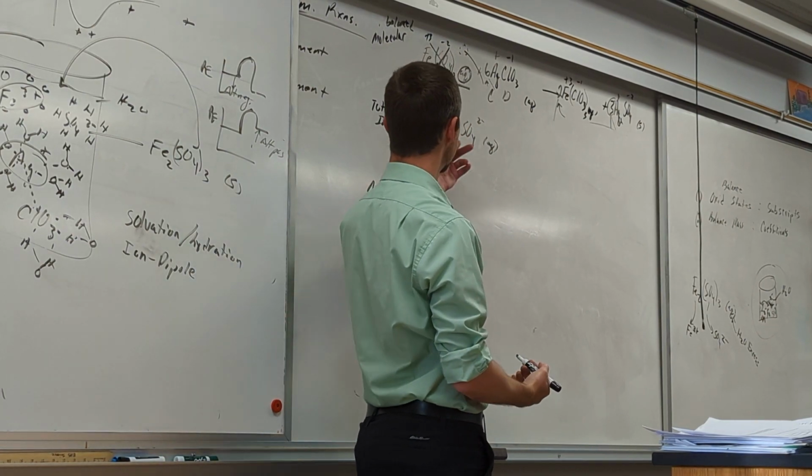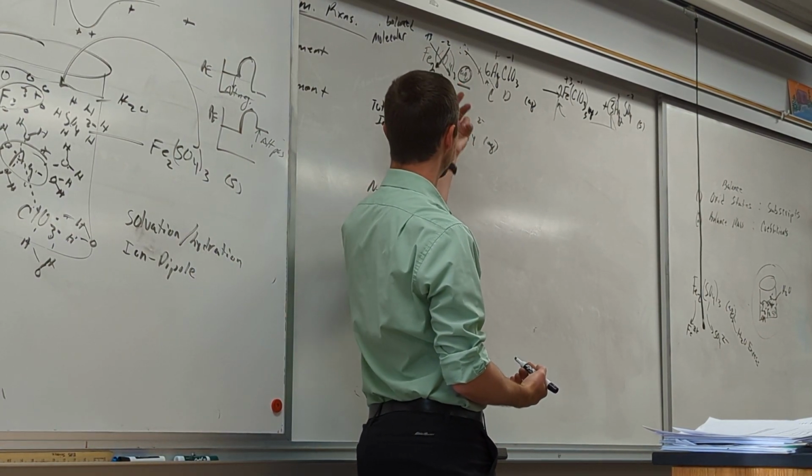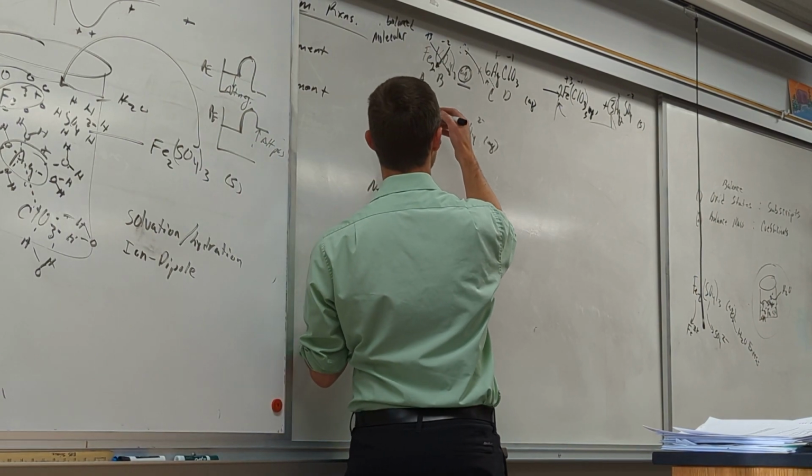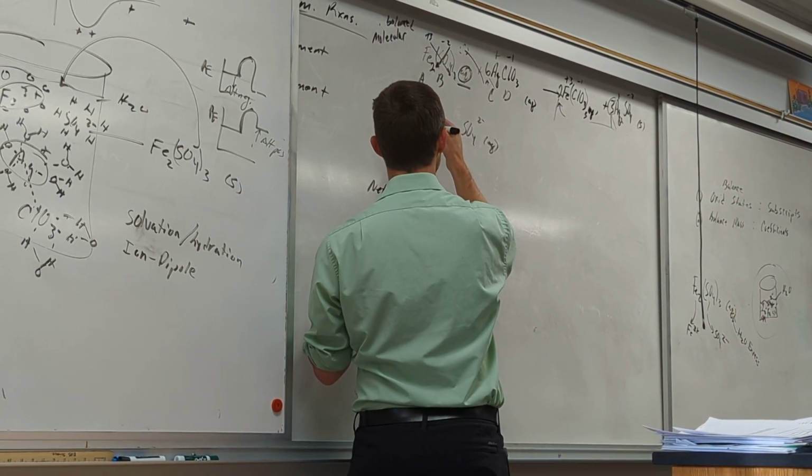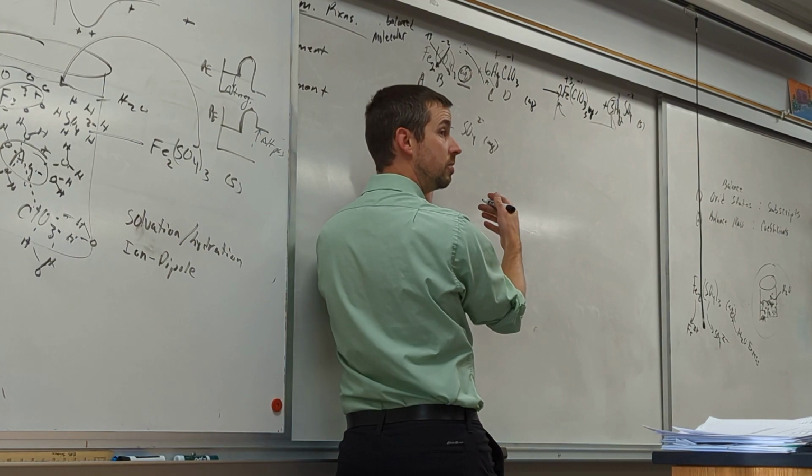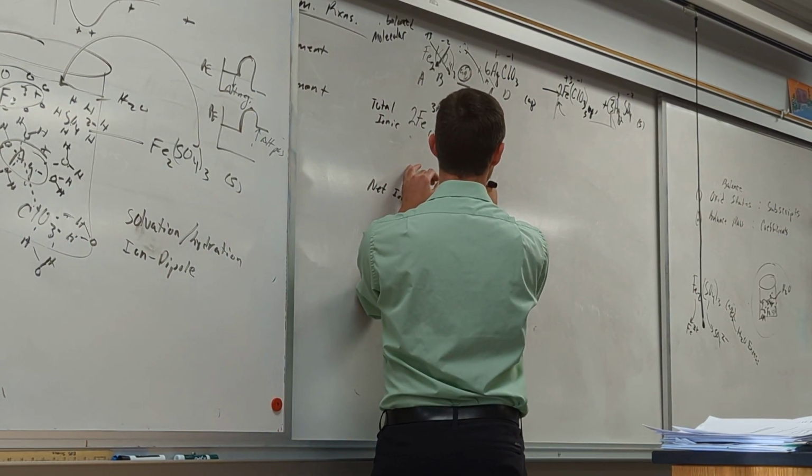How many of these ions do we have in this formula? 2 iron and 3. Okay, so watch very carefully. The 2 goes here because that says 2 different ions. That would be like Fe3 plus and Fe3 plus.